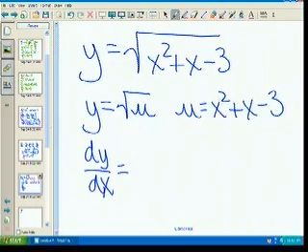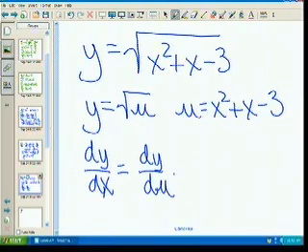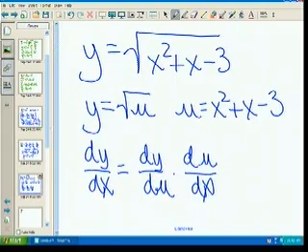All right, derivative of y with respect to x. Since we don't have y in terms of x, we'll start with dy over du, and then we'll multiply that by du over dx. So what is that in this problem? What's the derivative of y with respect to u? 1/2. Yeah. Good.